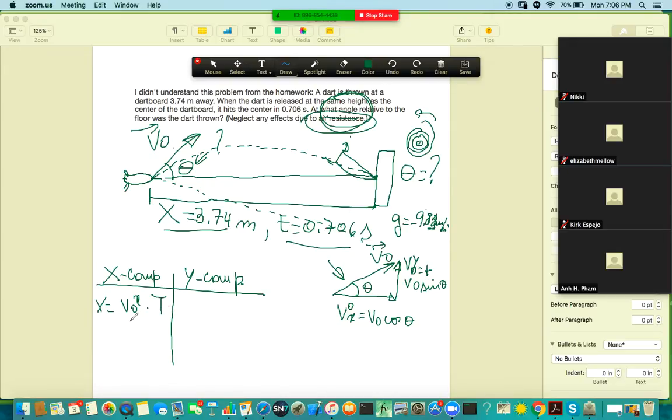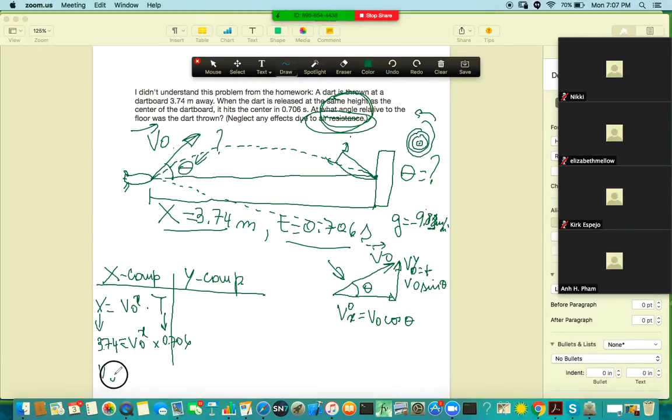And you start smiling, right? You put yourself in a big smile because look at this. You have x and you have time. So you can calculate your V naught x. Isn't that cool? That's really cool. So then let's do that. So x, 3.74 is equal to V naught x times the time, is 0.706.